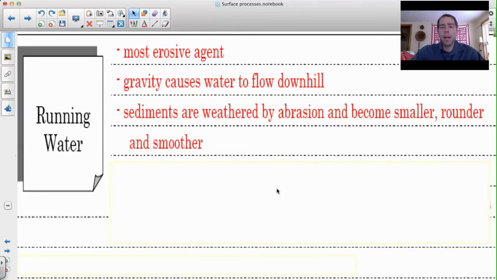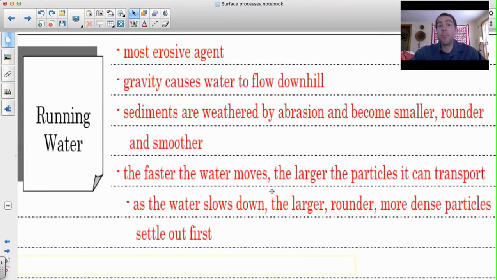One of the things that I was just talking about, where you have water moving fast, is that it helps cause the particles to get picked up. The faster it moves, the bigger the particles it can carry. So as that stream starts to slow down, the biggest particles settle out first. And we'll do some labs with that. And we'll talk about deposition, and we've got some notes on deposition as well. But the larger, rounder, more dense particles always settle out first. They're the first things to settle when a stream is flowing.